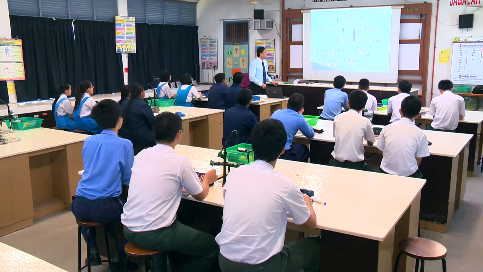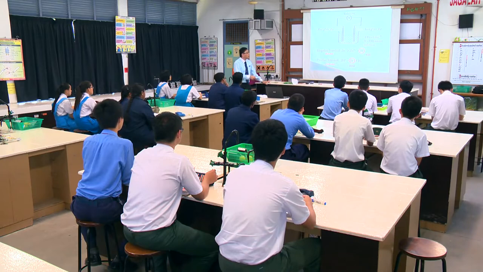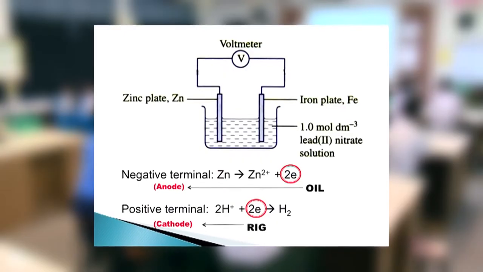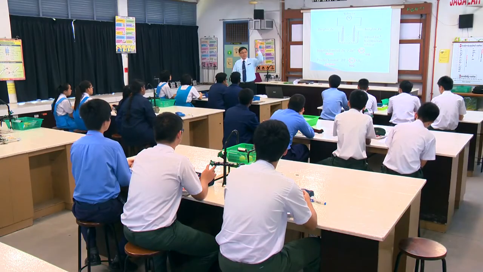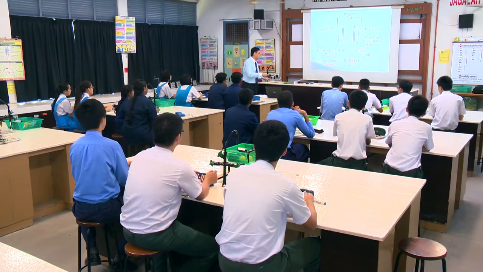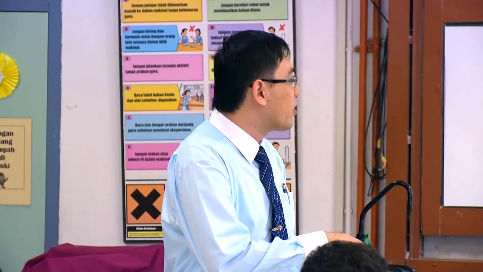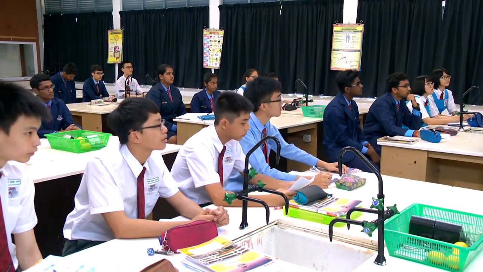And another one, we say that the electron located on the left hand side, we call it gain electron. So what is the meaning of RIG? Reduction is gain electron. Okay. So when reduction gains electron, the place where it occurs is called the cathode.